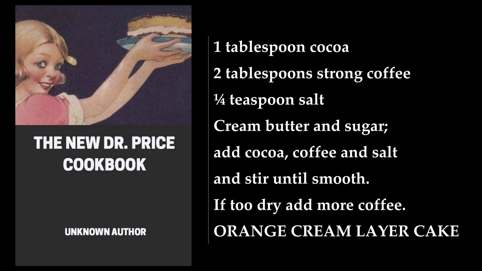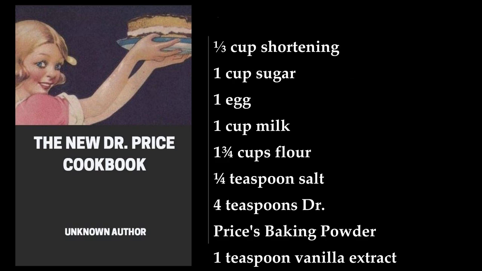Orange cream layer cake. 1/3 cup shortening. 1 cup sugar. 1 egg. 1 cup milk. 1 3/4 cups flour. 1/4 teaspoon salt. 4 teaspoons double-acting baking powder. 1 teaspoon vanilla extract. 1 cup sweetened flavored whipped cream.